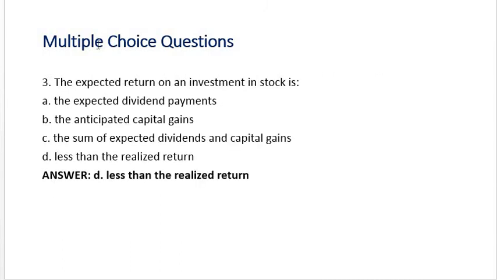The next question is, the expected return on an investment in stock is the expected dividend payments, the anticipated capital gains, the sum of expected dividends and capital gains, less than the realized return. It is less than the realized return.